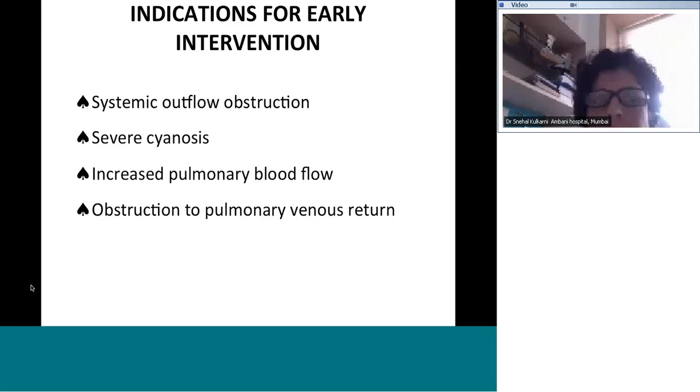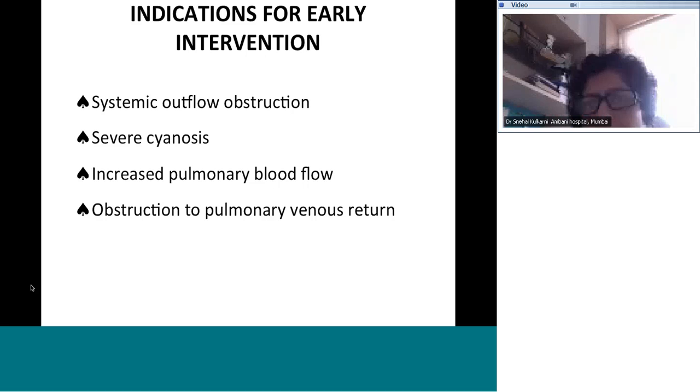The second one is severe cyanosis. You have patients with pulmonary atresia with intact septum or tricuspid atresia, pulmonary atresia, with severe cyanosis. You have to intervene very early because you have to relieve the cyanosis.